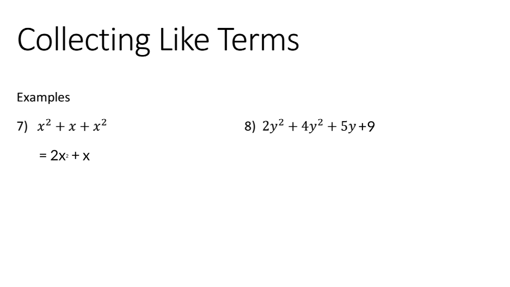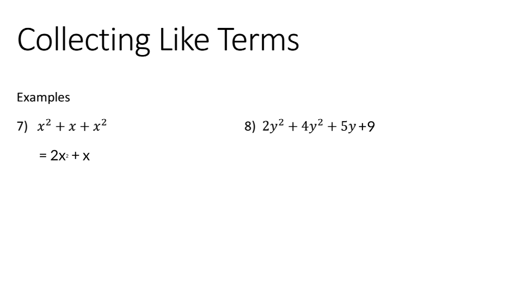Finally, for example 8, we have got 2y squared plus 4y squared plus 5y plus 9. I'm not going to change anything about the process that I use here. I'm going to deal with all the different terms and collect them together if they are like. So y squared is going to be a term, y is going to be a term, and then this 9 stuck on at the end, it's just a number, it's not got a letter attached to it, so that's going to be separate as well.